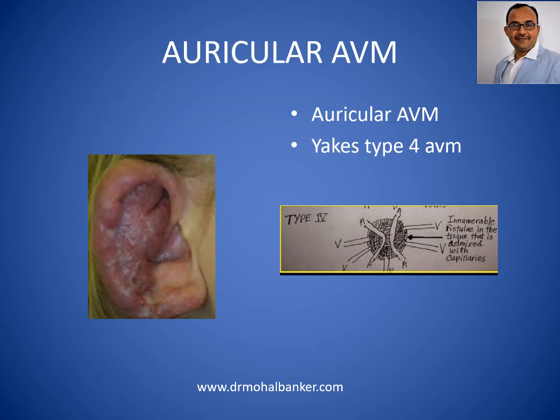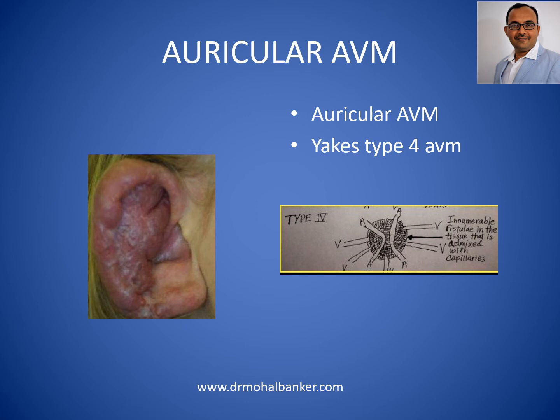This patient has an extensive AVM in the external ear. Surgery is not an option. Now in this case, it is a type 4 Yakes classification AVM. Absolute ethanol is injected within the lesion.